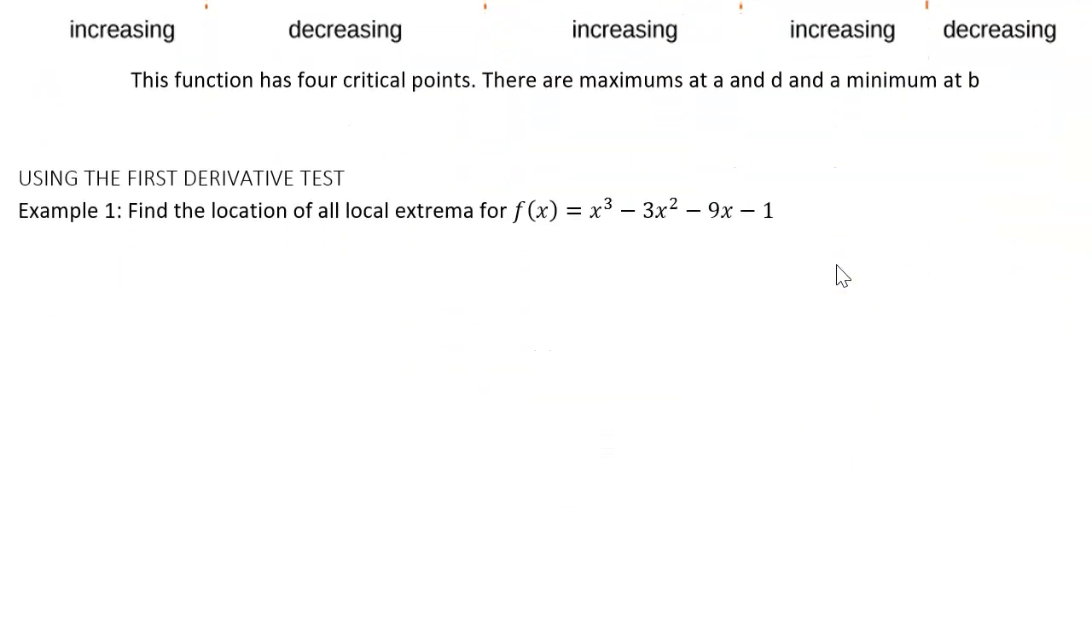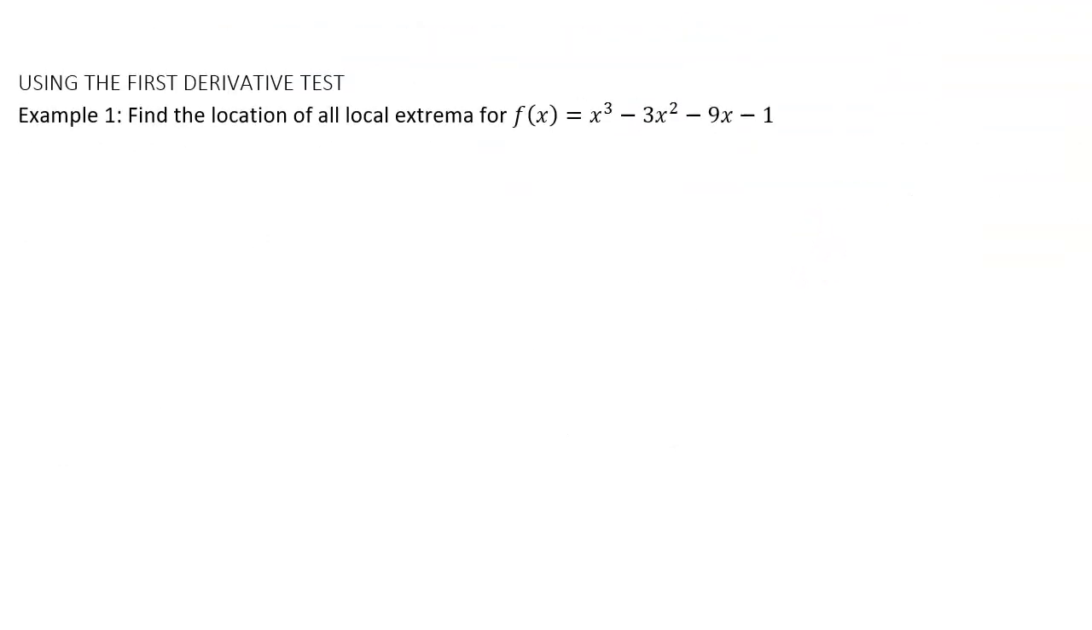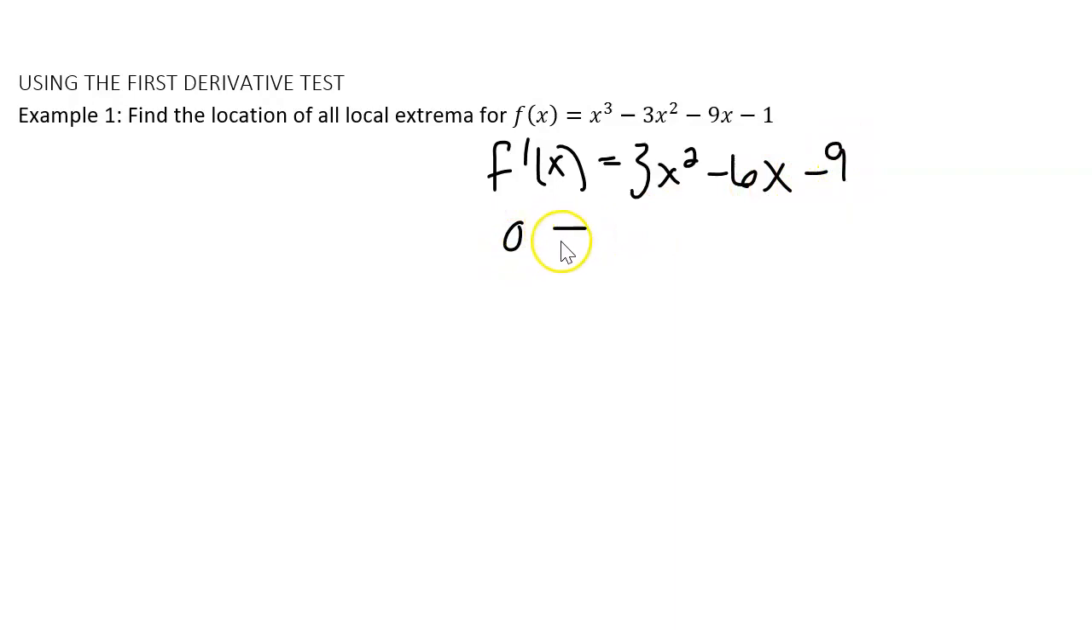Using the first derivative test, we're going to do two algebraic examples, and this is the first one. To do the first derivative test, you first have to identify where your critical values are located. So we're going to find the derivative of this polynomial function, and we're going to set it equal to 0.